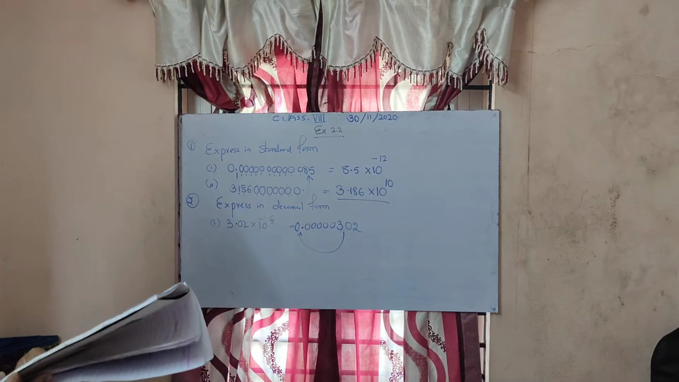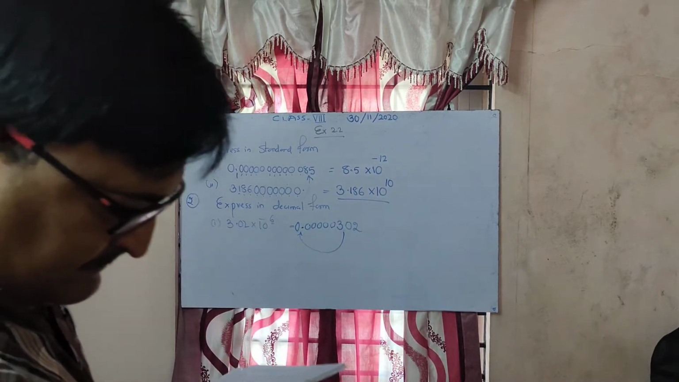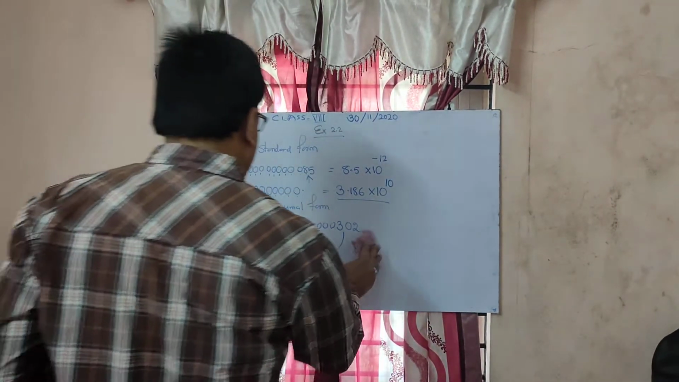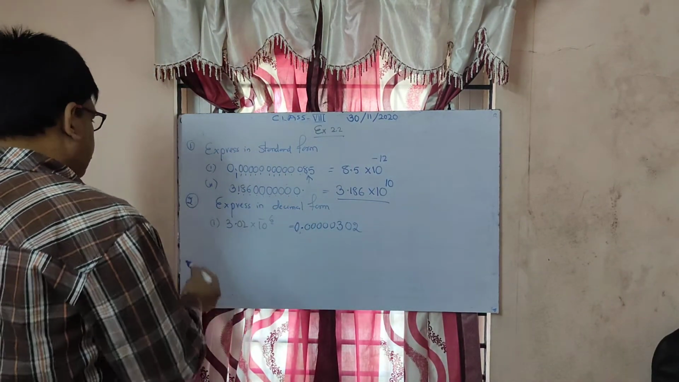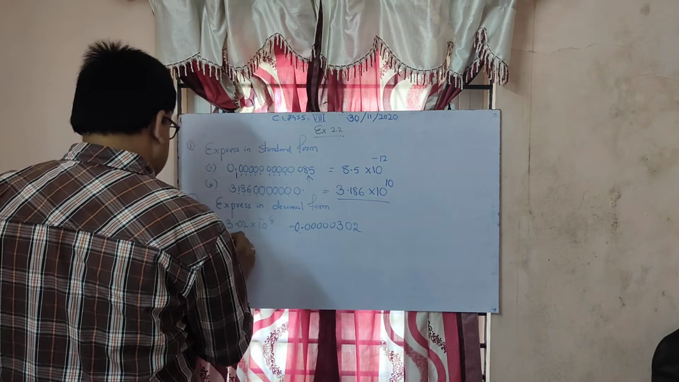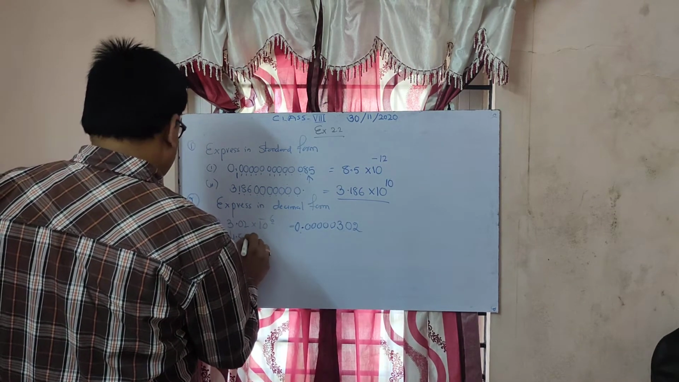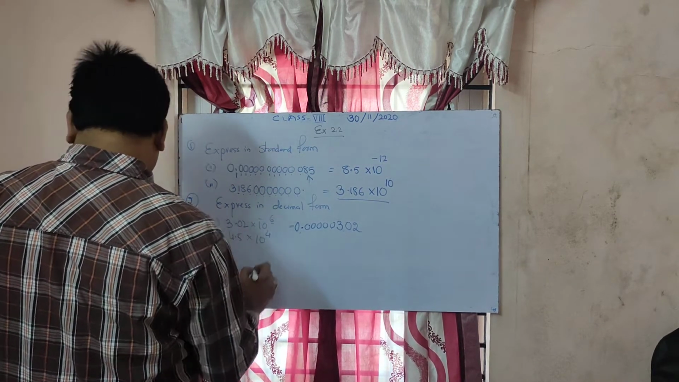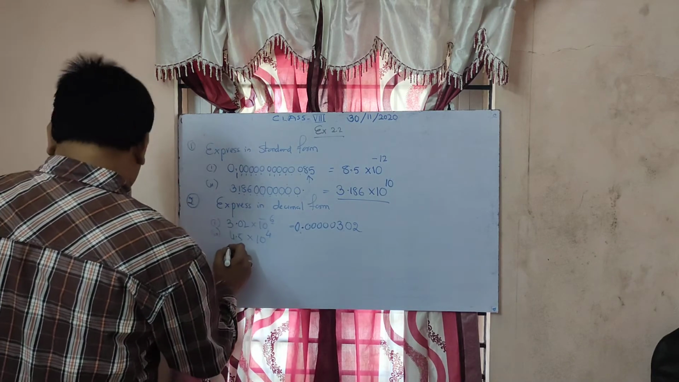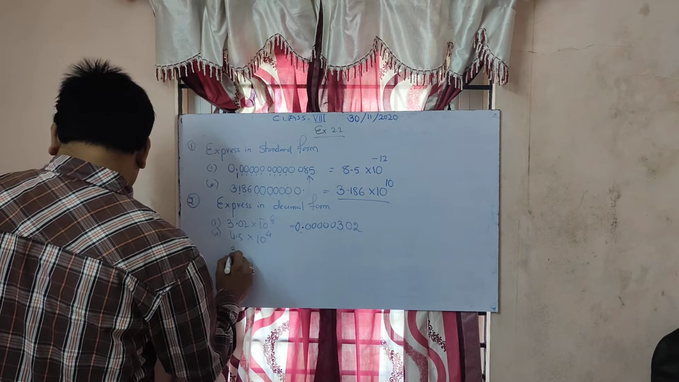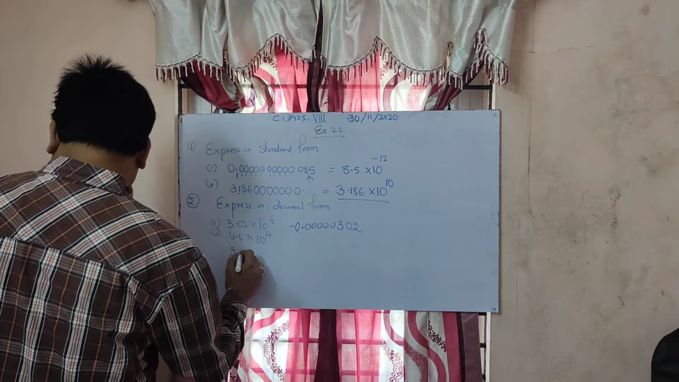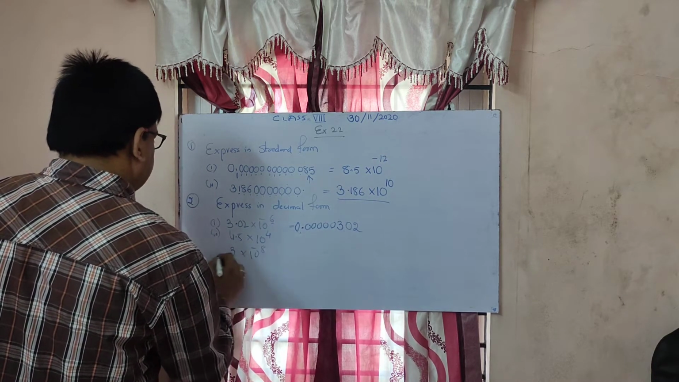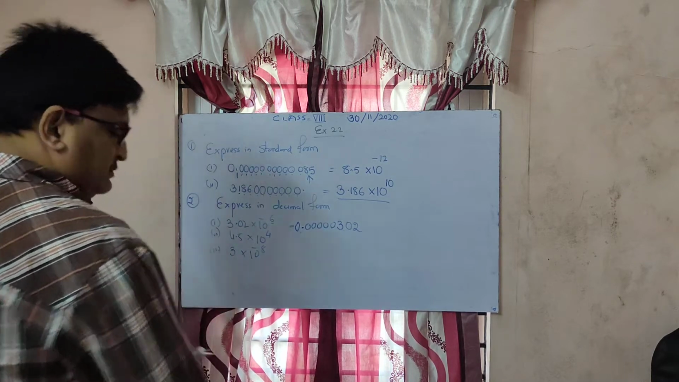Okay now, next question. Second one: 4.5 into 10 to the power 4. Third one: 3 into 10 to the power minus 8. Okay, now let us do these.